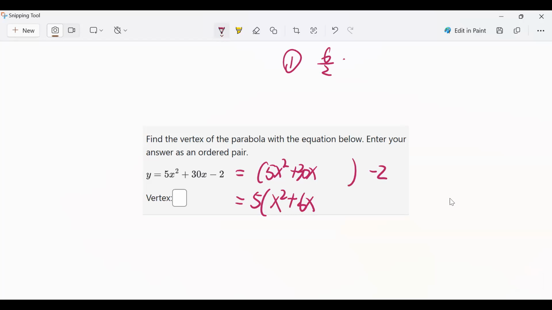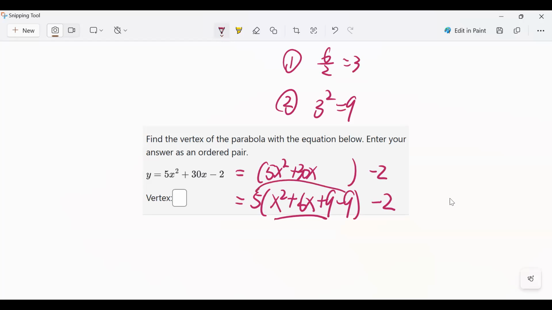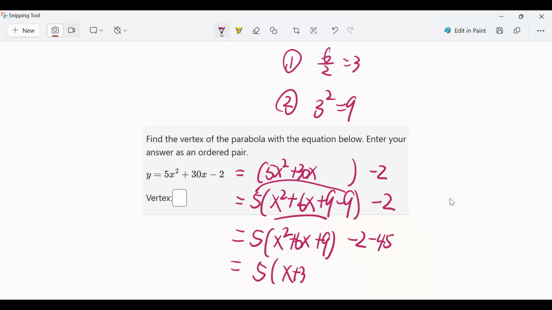So 6 over 2 is 3, and we square that number: 3 squared is 9. So you're going to add 9. Keep the first three terms and then distribute this, move it outside. 5 times (x squared plus 6x plus 9) minus 2 minus 45. This is a perfect square: 5 times (x plus 3) squared minus 47.